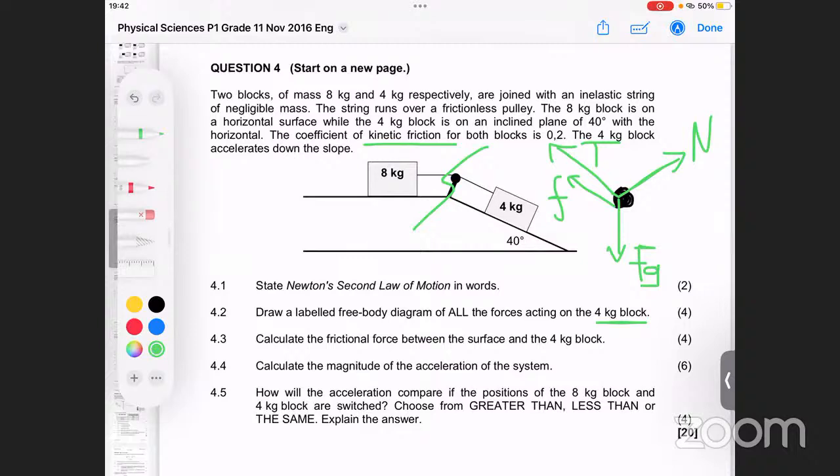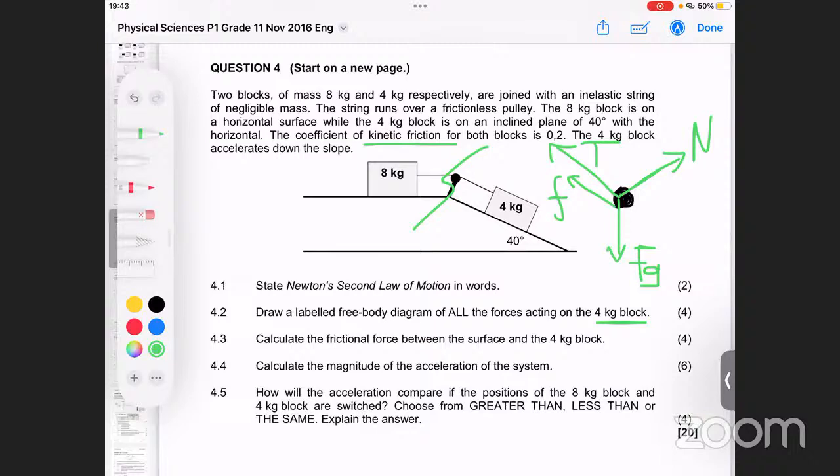So now we move on to the next question, which says calculate the frictional force between the surface and the 4 kg block. Let me just check if there's anyone who would like to suggest how we can work it out. You see, now we are at a point where we are doing the calculations. In case you've got no idea, please say no idea so that we do not waste our time.